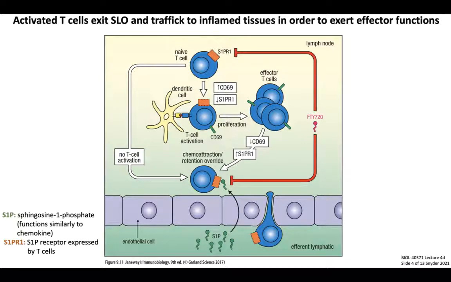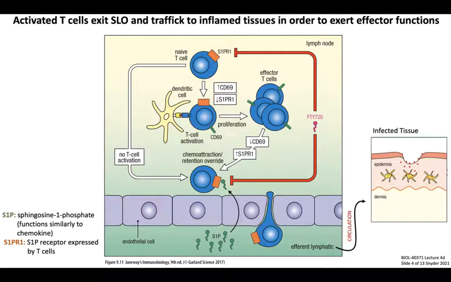When T cells here in blue are activated in the lymph node tissue, they transiently downregulate expression of the receptor for S1P, called S1PR1. Several days after activation, T cells have proliferated into many daughter cells that have acquired effector functions, so we refer to these as effector T cells. And effector T cells regain expression of S1PR1, which recognizes S1P, and this draws the activated T cells into the efferent lymphatics.